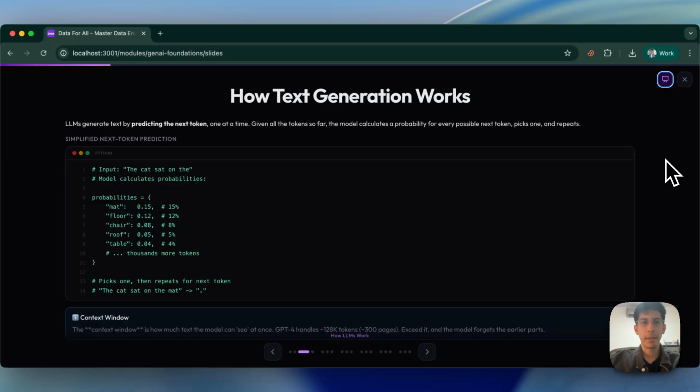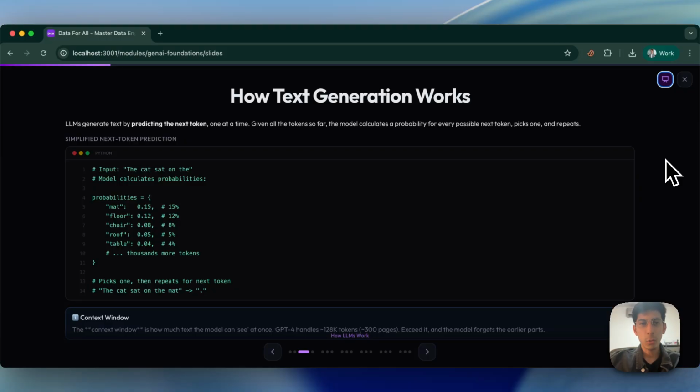Here's the core idea that everything else is built on. LLMs generate text by predicting the next token, one at a time. You give it "the cat sat on the", and it looks at all those tokens and calculates a probability for every possible next token. Mat might get 15%, floor gets 12%, chair gets 8%, and so on and so forth. Then it picks one, usually one of the high probability ones, and adds it to the sequence. Then it does it again for the next token, and again and again. That is how you get full sentences and paragraphs.